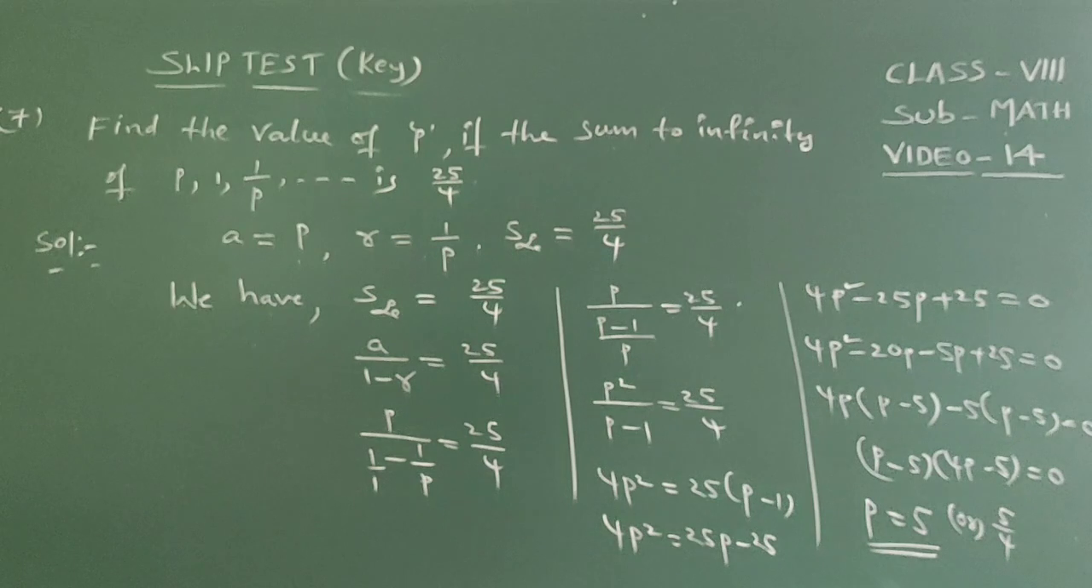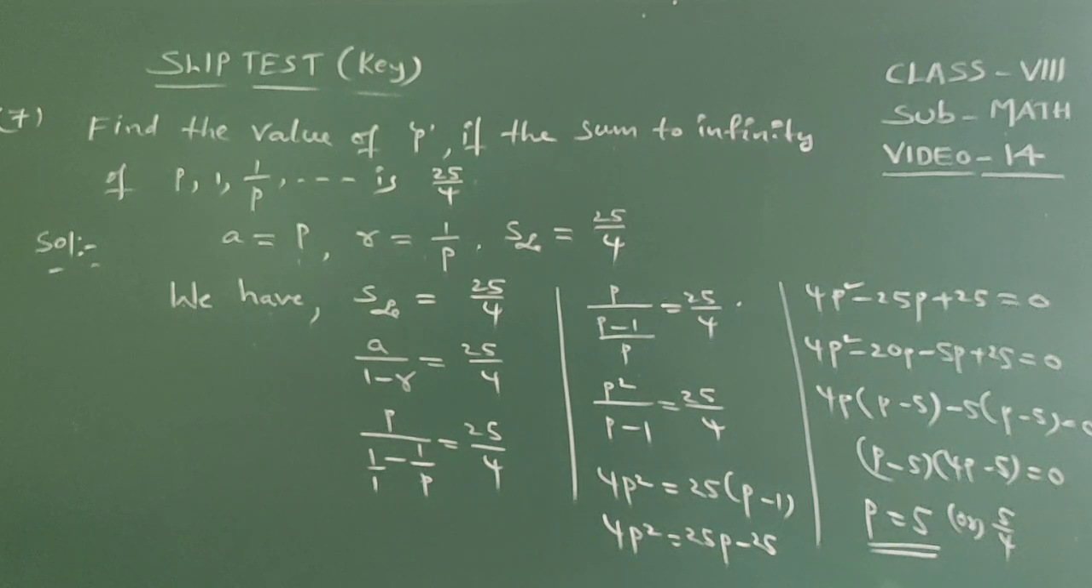For finding the value of p, here the GP is p, 1, 1 by p and so on, they gave. Then S infinity equal to 25 by 4. Here a equal to p, r equal to 1 by p. So S infinity equal to a by 1 minus r, which means 25 by 4. Here a means p, 1 minus r means 1 by p. LCM of the denominator part is p, then you will get p minus 1. So if you simplify that one, p square by p minus 1 equal to 25 by 4.